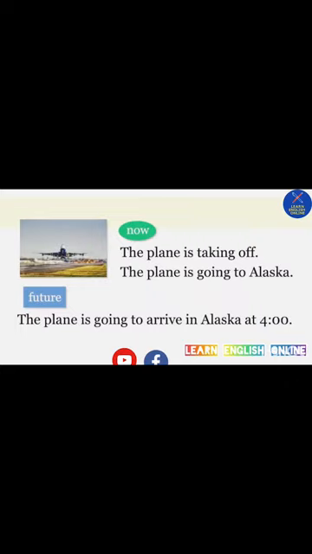Now this is different because we have is going to plus a verb. Look at the difference. Here, Alaska is a place. It's going to a place. But here, arrive is a verb. So be going to and a verb shows us the future.